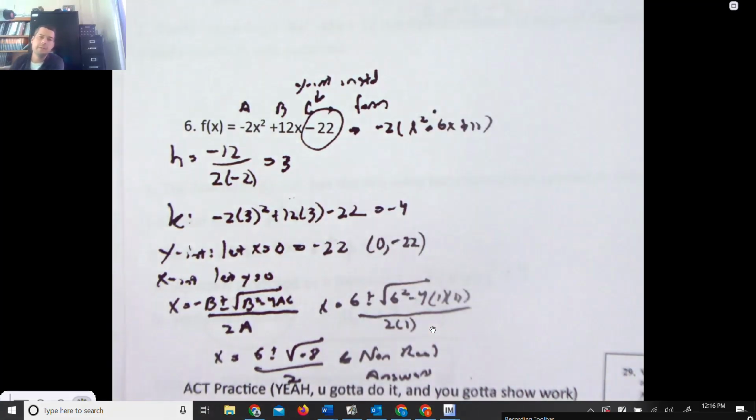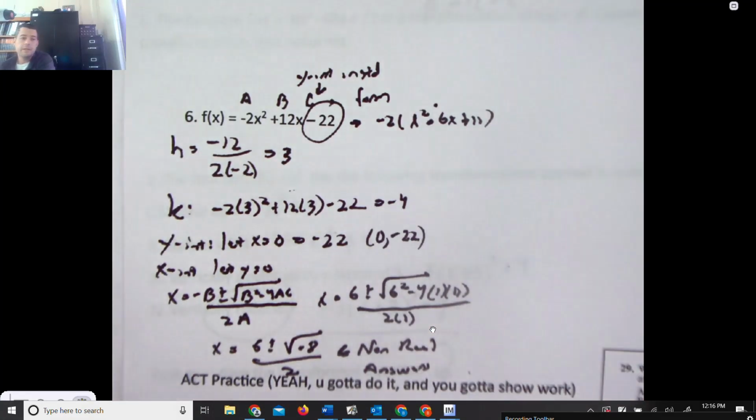These are non-real answers. You can't take the square root of a negative and be real. It's technically imaginary. So I don't have any x-intercepts. I just have a y-intercept. What else needs to be done here?